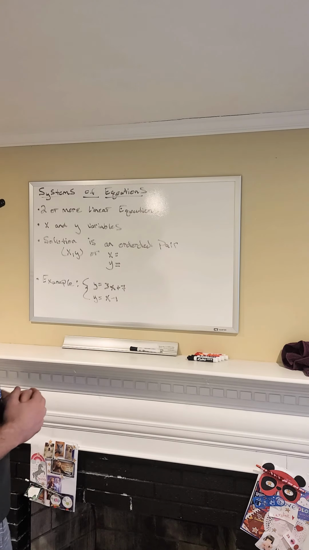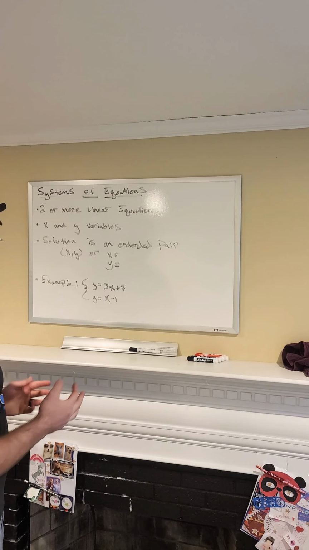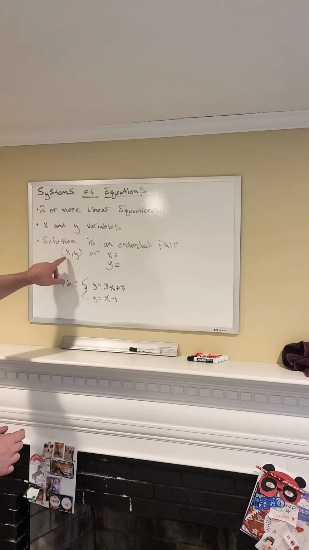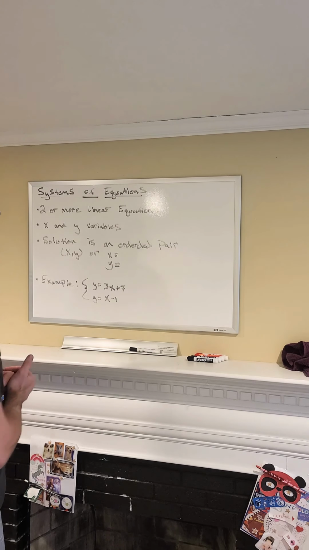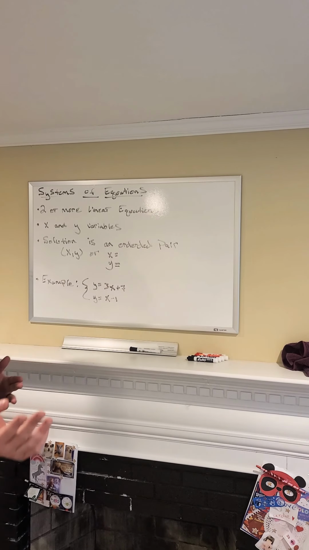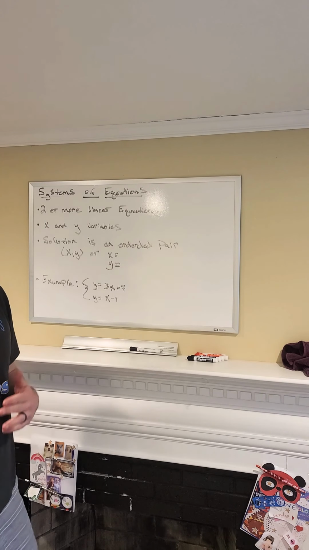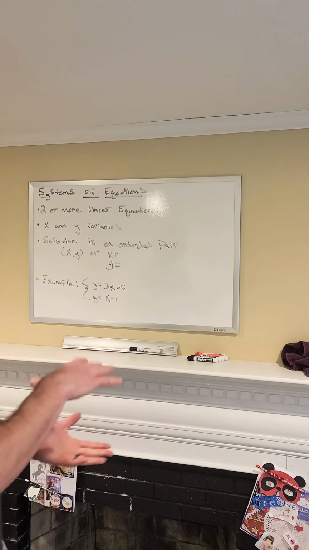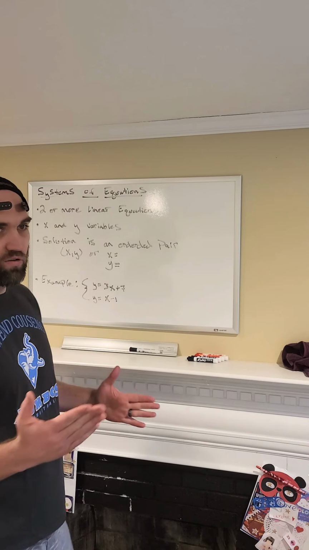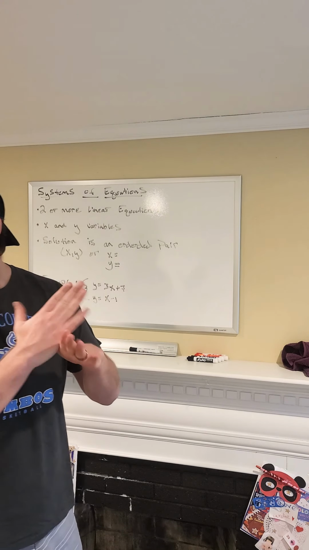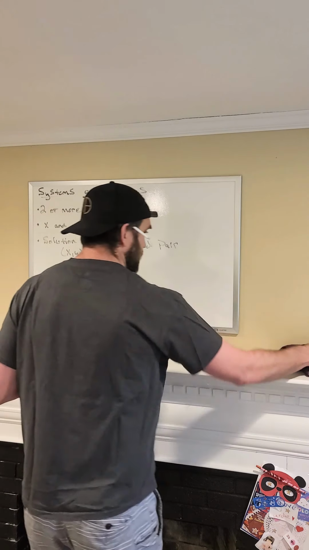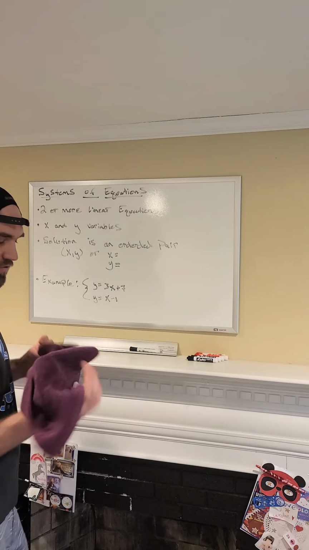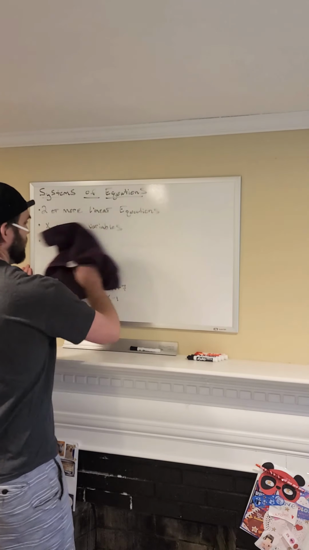The solution to a system is an ordered pair, an x and a y point. You can either label it as (x, y), an ordered pair, or you can write x equals, y equals. And then the example of it, I have right down here: y equals 3x plus 7, and y equals x minus 1. Those are both together a system of equations. And what they do is they show a point that the two lines are going to cross at. All right, so let's get into checking out some of the work.